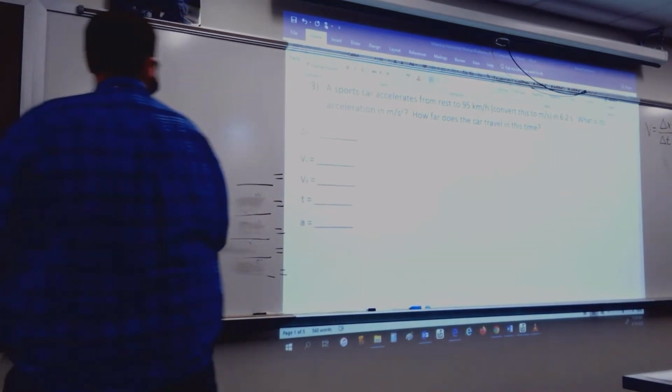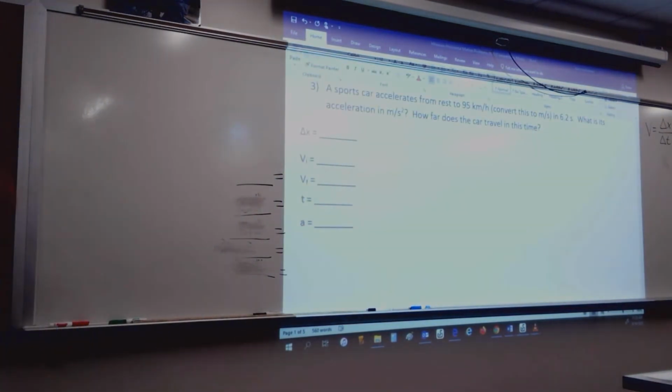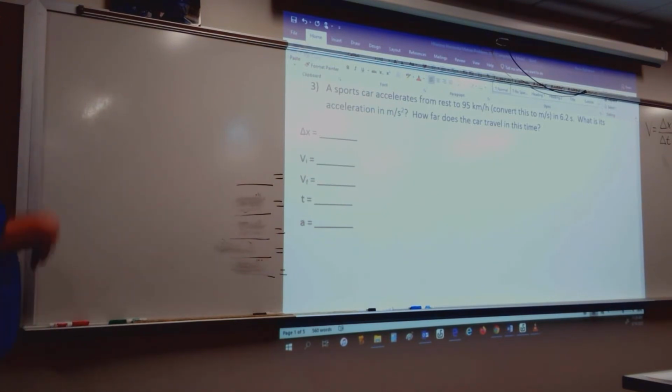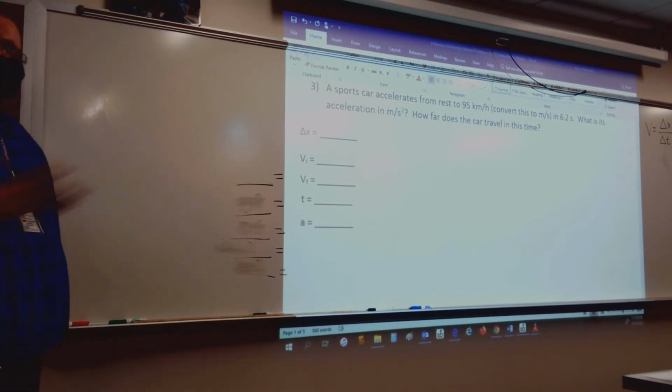Number 3, a sports car accelerates from rest to 95 kilometers per hour. We have to convert this to meters per second. It does all that in 6.2 seconds. What is its acceleration in meters per second squared? And also, how far does the car travel in this time? This is basically like a 0 to 60 kind of race here.